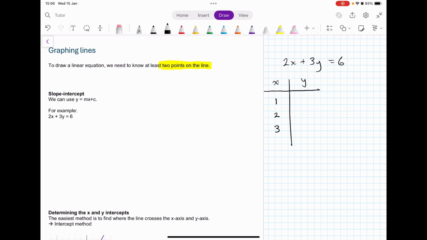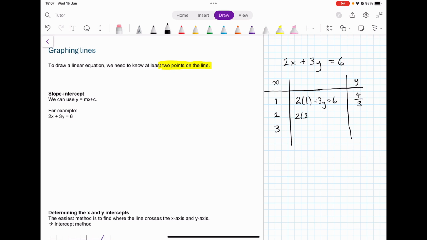So when x is equal to 1, let me just put in a little middle step here. So when x is equal to 1, that would be 2 times 1 plus 3y is equal to 6. And you would solve this. So you would bring the 2 to the right hand side. So plus 2 becomes negative 2. So 3y is equal to 4. So y is equal to 4 over 3.